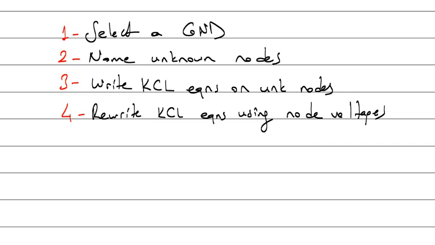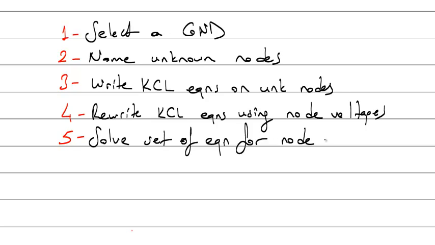And then most of the time number of equations will be equal to number of unknowns. It means you can solve the set of equations. Solve the set of equations for node voltages. So if you know the node voltages of the circuit, you can calculate all values of the circuits. Let's apply on a sample circuit.